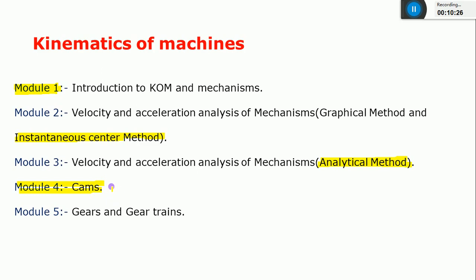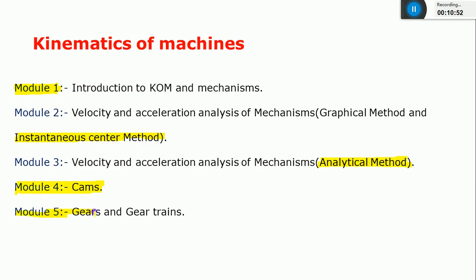The follower may be a knife edge, it may be a roller type, it may be a flat faced. We'll discuss in detail as we start module number 4. So this module is very much easy because you are going to get standard questions. Whatever I am going to solve in the class, you get the same questions. There may be a small variation in the data. That much.